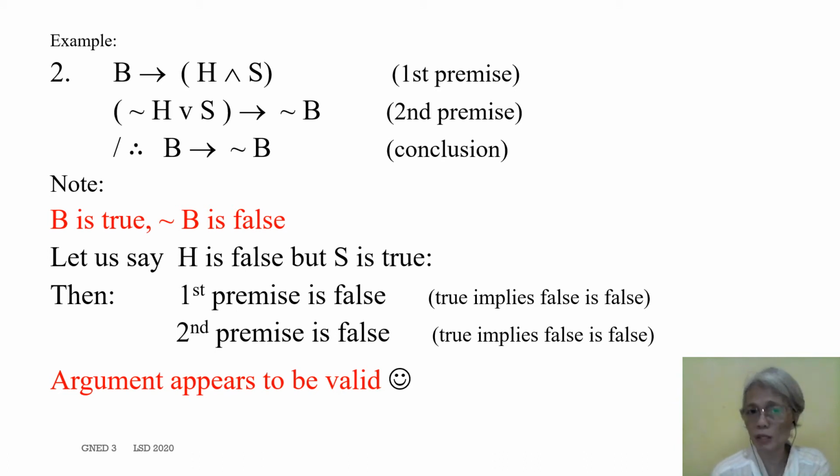What about if H is false, but S is true this time? So H is false, S is true. Therefore, this conjunction is also false. So we have true implies false, false. So the first premise is false. So H is false, therefore not H is true. So we have true or true is true and not B is false. So true implies false is also false. So when H is false, S is true, and B is true, the two premises have false truth values. Again, the argument is valid.